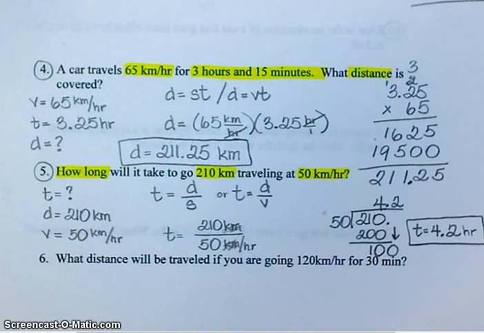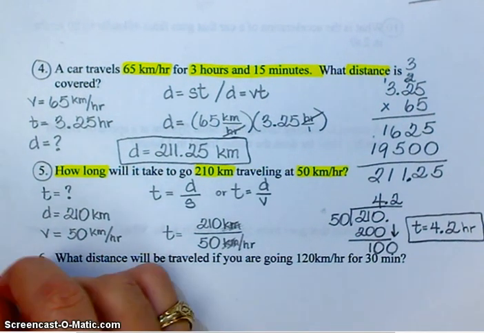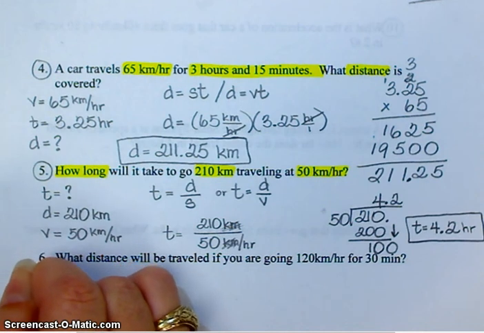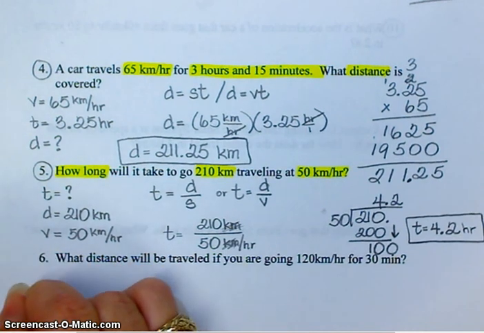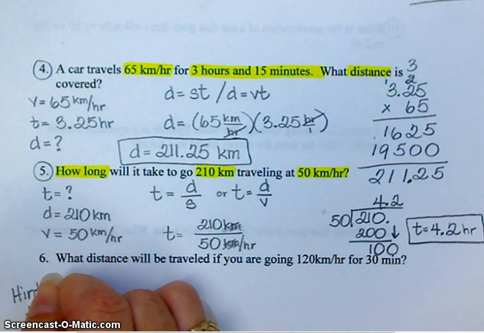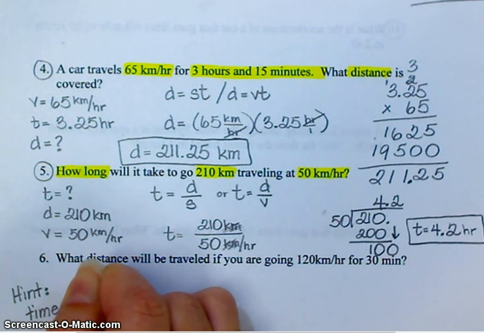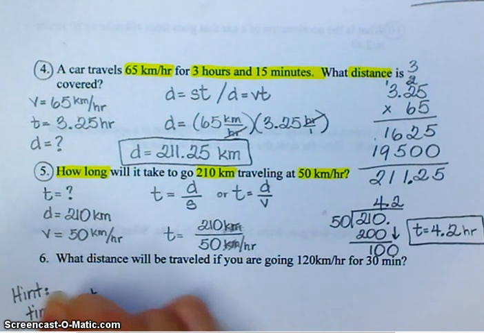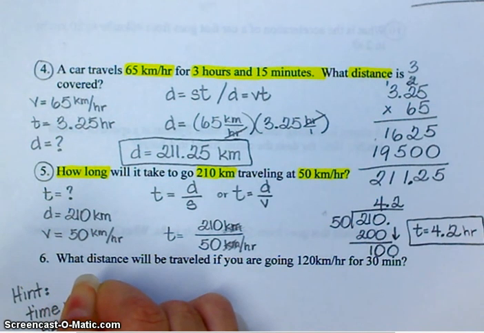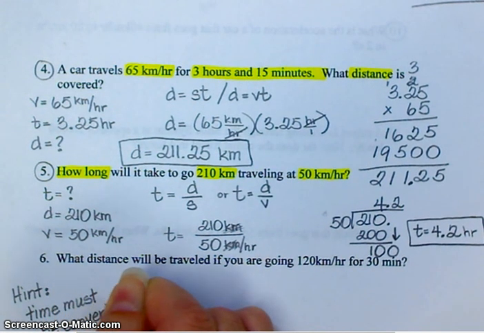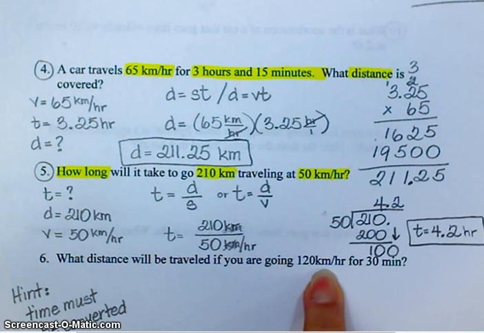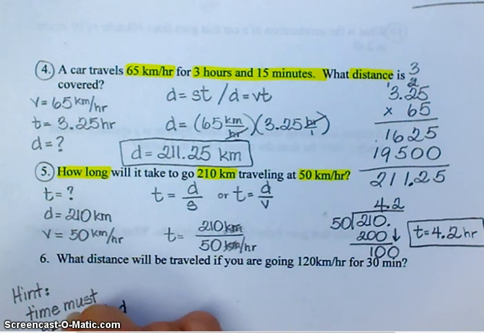All right, let's talk about number 6. I'm not doing number 6 with you, but I'm going to give you a major hint. What do you have to do to the time in order to work this one properly? The time has to be converted to what? Has to be converted to hours. Why? Because your speed is in kilometers per hour. So that means your time has to be in hours. Okay? All right, you guys can do number 6 on your own.